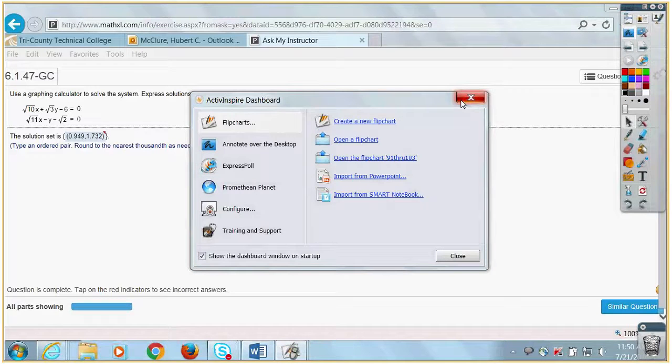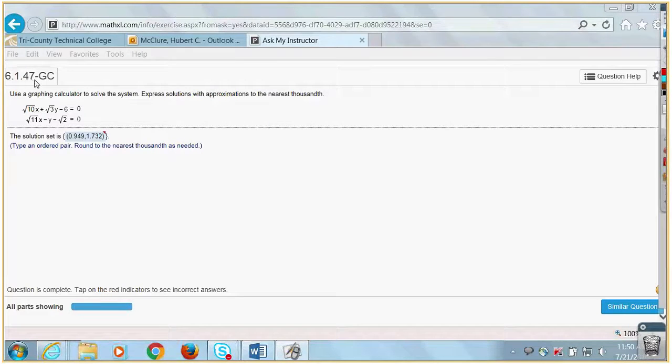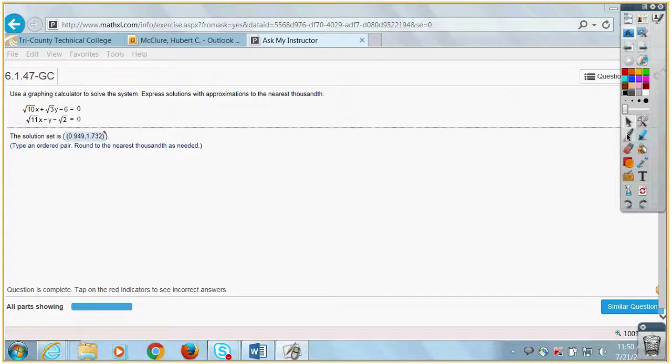This is the question, 6.147, and it looks like we've got some radicals. Don't let that scare you. First thing you're going to do is rewrite it and get everything looking right. Okay, so let me see what I can do.